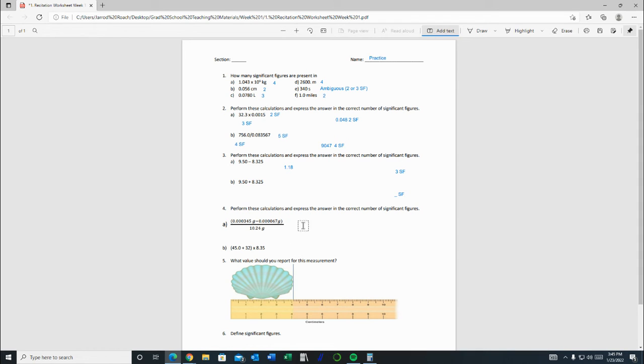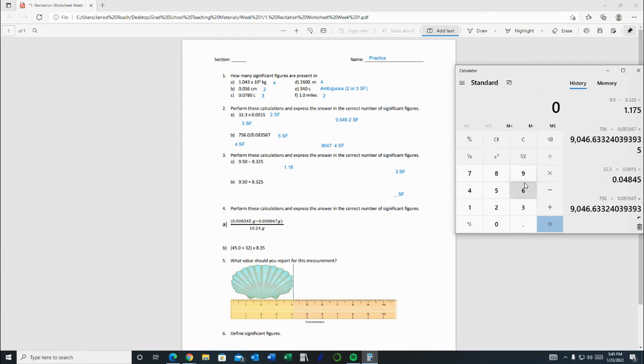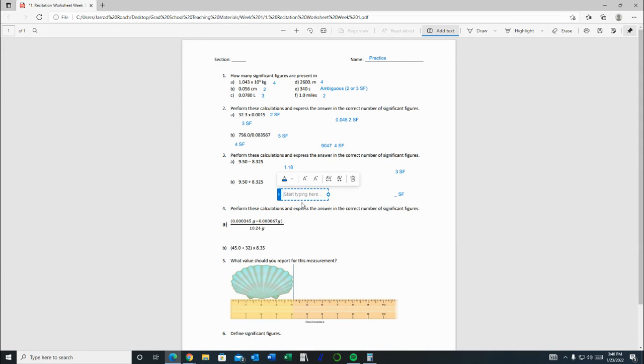Let's move on to our next one, where we're now going to do the same problem, except we're going to add. So the same thing again, we have to the hundredths place here, to the thousandths place here. So we're going to round our answer to the hundredths place. So 9.5 plus 8.325. And so we have to round to the hundredths place. Again, at 5 here, so we have to round up. So our answer is 17.83. And our answer has 4 sig figs.